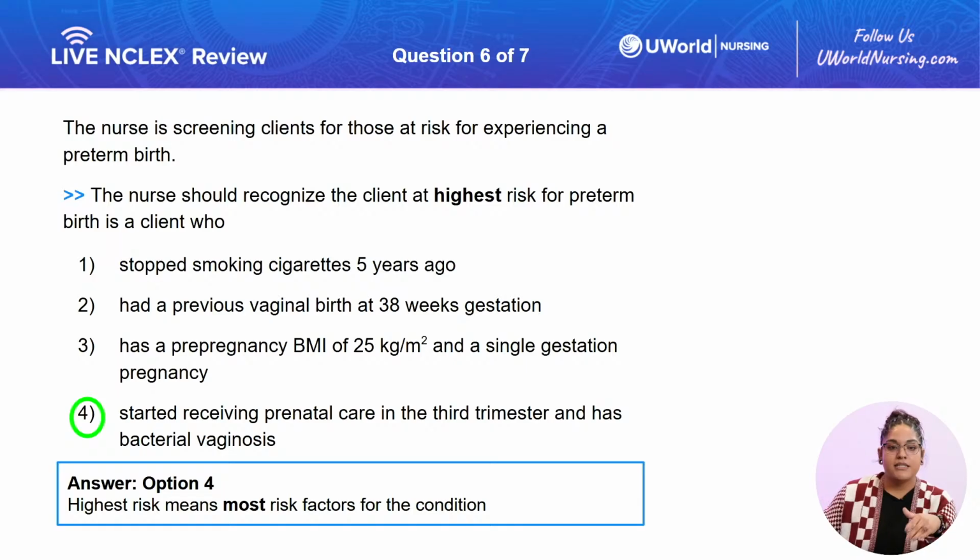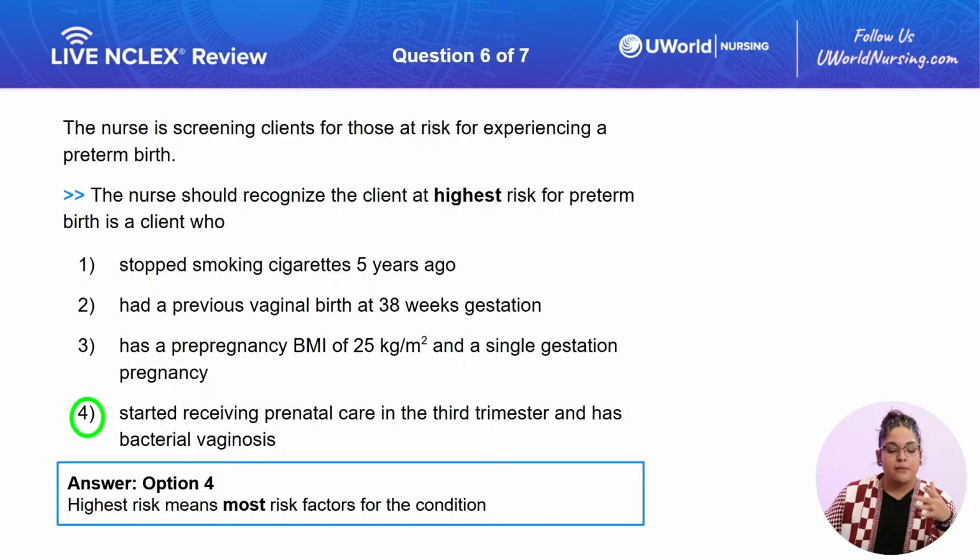So knowing all of this, we can determine that our correct answer is option 4. Option 1 is incorrect. Although smoking cigarettes is a risk factor, this client stopped 5 years ago, so they don't smoke currently. They're okay. Option 2, 38 weeks gestation is still considered a term birth. Preterm birth is anything before 37 weeks. I'm sorry, full term is anything after 37 weeks.